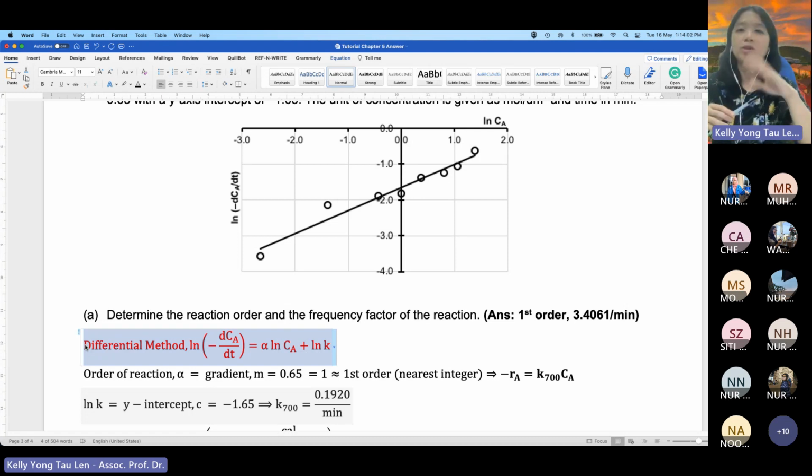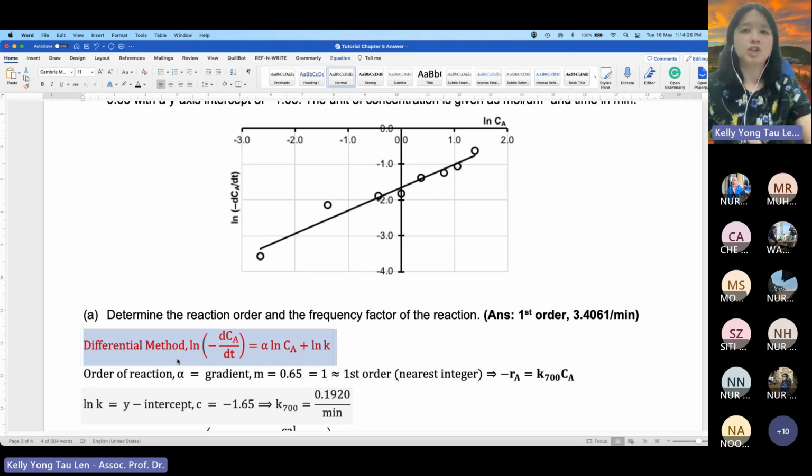Memang graph tu dah diberi. Maksudnya nilai ln minus dCA per dt tu dah diberi kepada kamu. So the graph also dah diberi. But you can see, like the previous question, when certain information is given to you, you are to use it to solve even harder part of the question sebenarnya, right? Okay, so technically, the method is what we call as differential method.